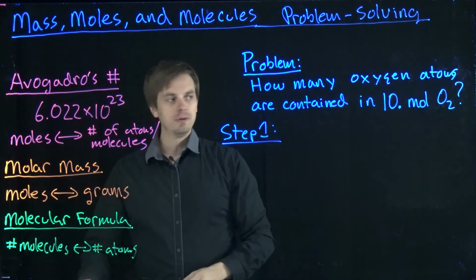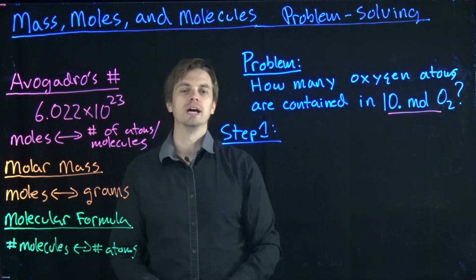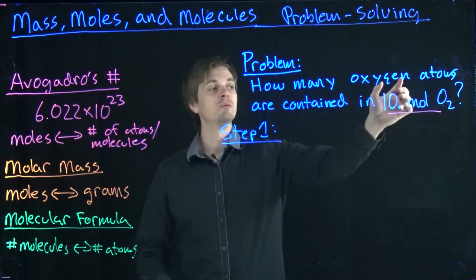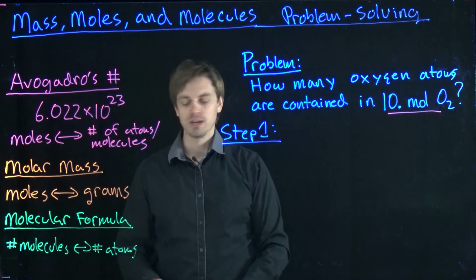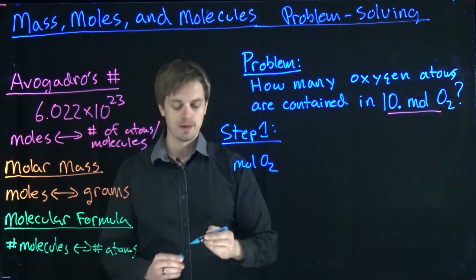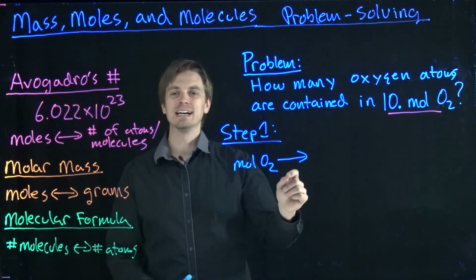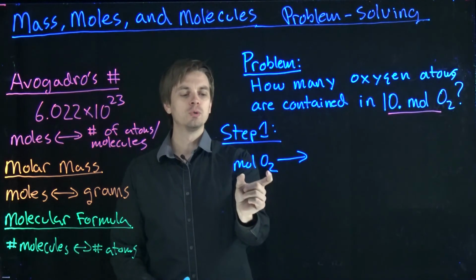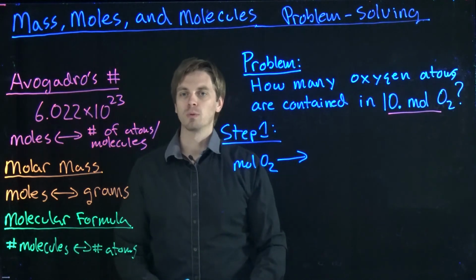We're given in this problem a quantity of moles, right? We're given a certain number of moles of oxygen molecules, and we want to figure out how many oxygen atoms are contained in this quantity. So we're going to start by writing out moles of O2. Now, we need to develop conversion factors that at the end of the day get us to the number of individual oxygen atoms. So going between moles of molecules and number of oxygen atoms is what we're after here.